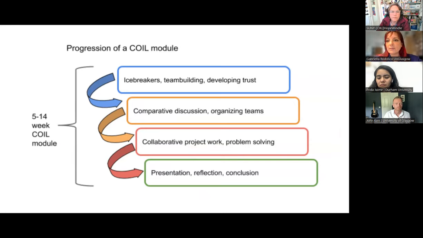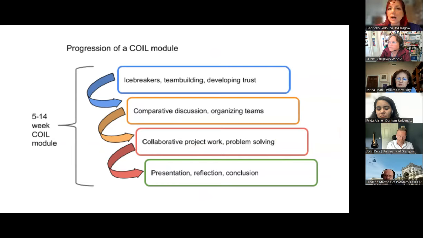And whether your COIL is 5 weeks or 14 weeks, whether it is part of an already existing course or a full COILed course, what you really need in your sessions is the opportunity to build icebreakers, to do team building, to develop trust. Developing trust is really important, especially in collaborative learning, because students need to feel that their peer support is valuable. There must be opportunity for comparative discussions, organizing the teams, and collaborative work for the project.